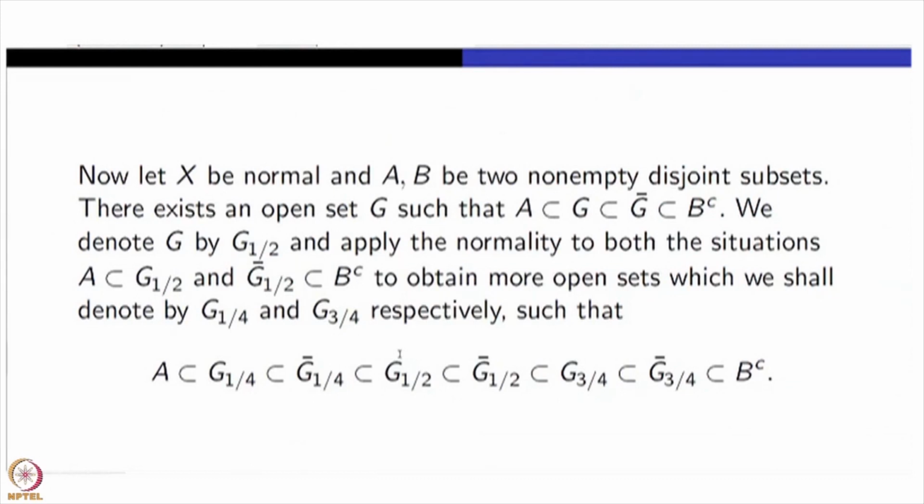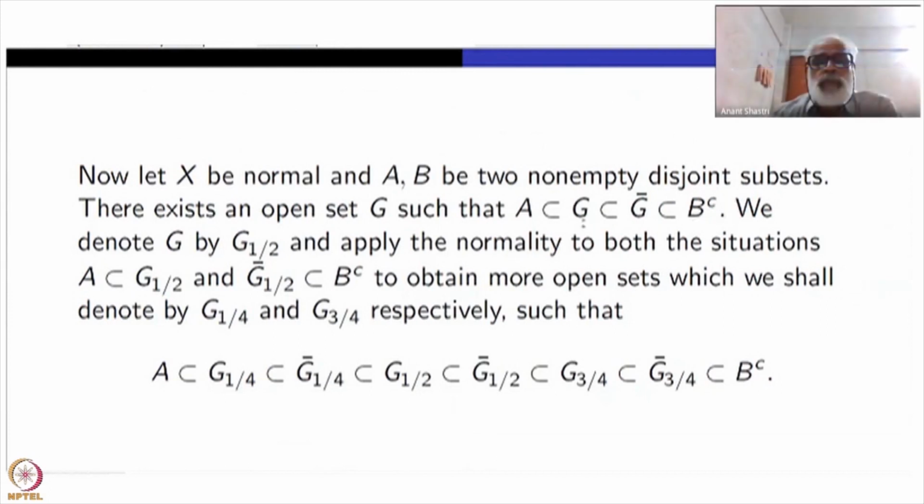The second condition in the definition tells you, if you take A and B complement, A is contained in B complement, A is closed, B complement is open, there will be an open subset G such that A is contained inside G, contained inside G bar, contained inside B complement. So I am using the second condition in the definition of normality.